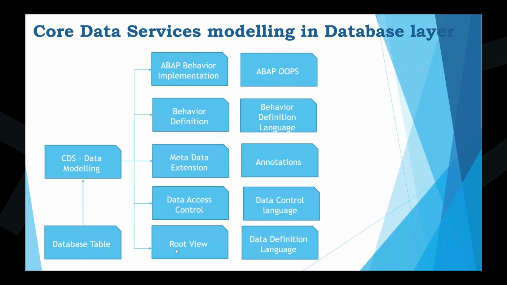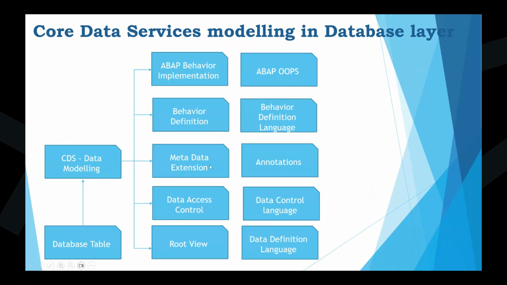Here root view means we are creating a CDS view and making it a root view. It is nothing but creating a data definition language. Then afterwards, we are developing data access control, which means we are restricting the data. We can restrict the data based on the access. That is what we will write in the data control language.